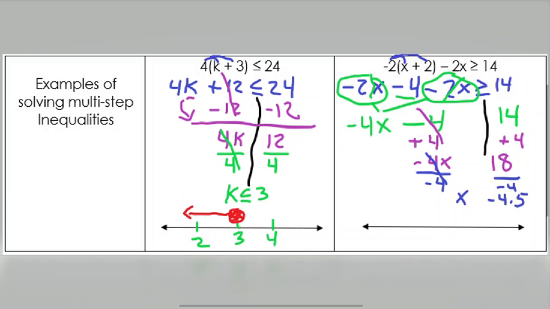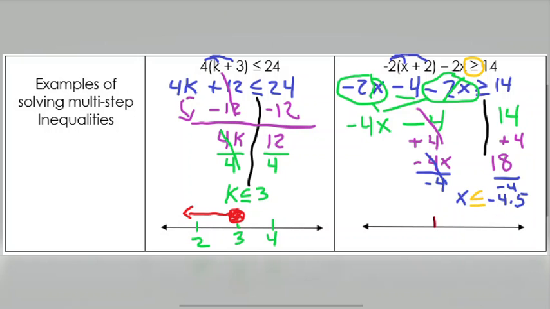So now I have to look, since I divided it by a negative, I know I have to flip my sign. So my original sign was greater than or equal to. So I have to flip that, and the opposite of greater than or equal to is less than or equal to. So now I can put that on my number line.